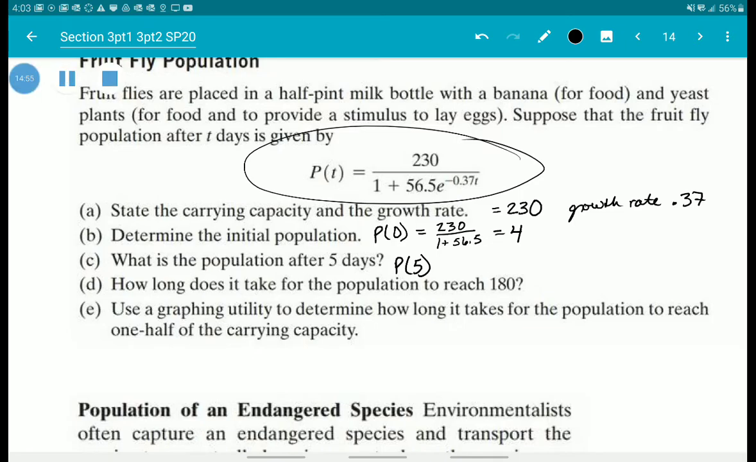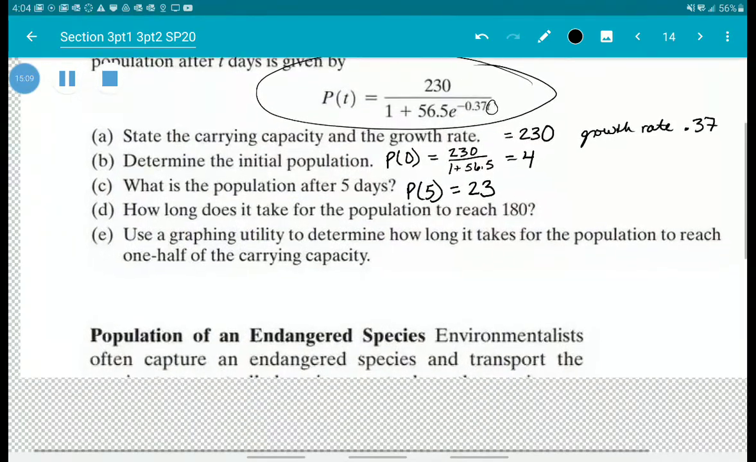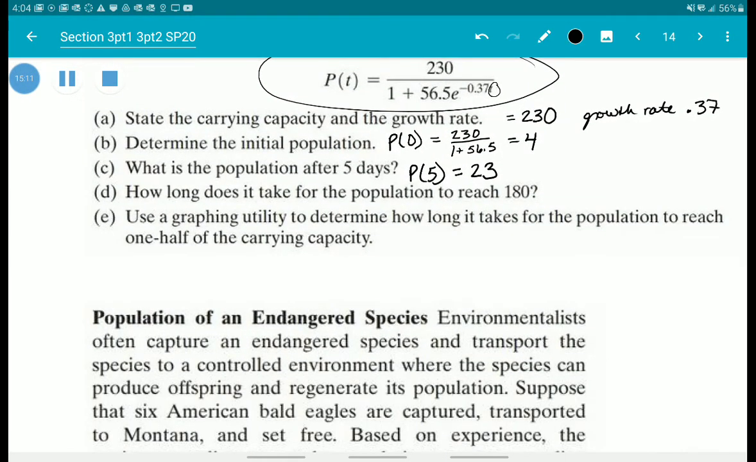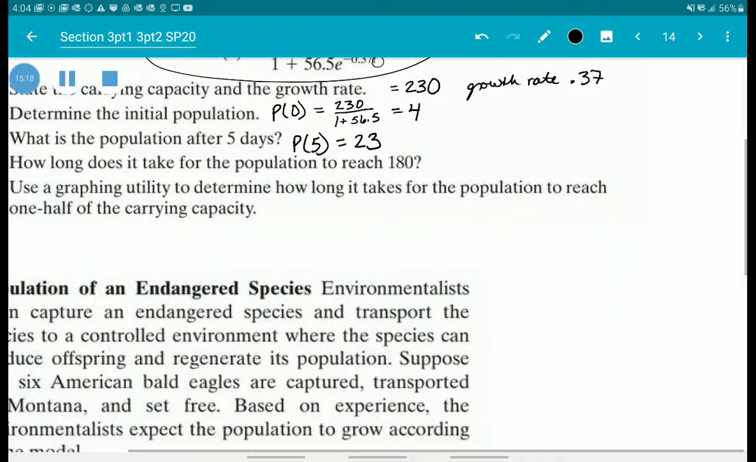So if I plug 5 in for that t value, I ended up with 23.27. I'm going to round that down to 23. Its population was 23 flies at that point. D's asking us how long is it going to take to reach 180. So we can solve that algebraically.